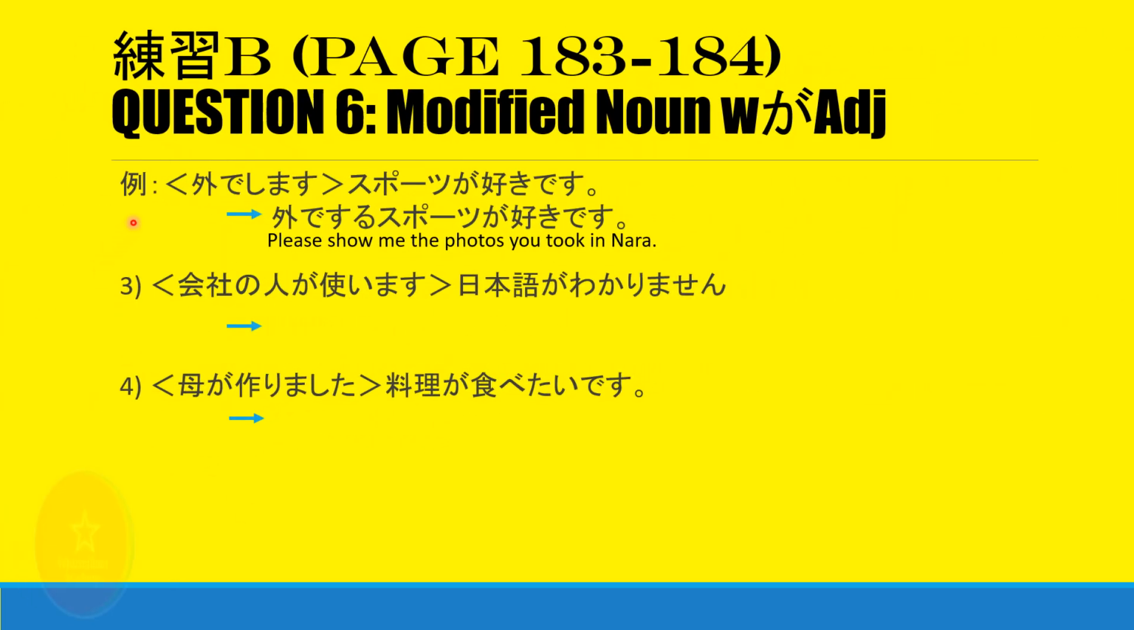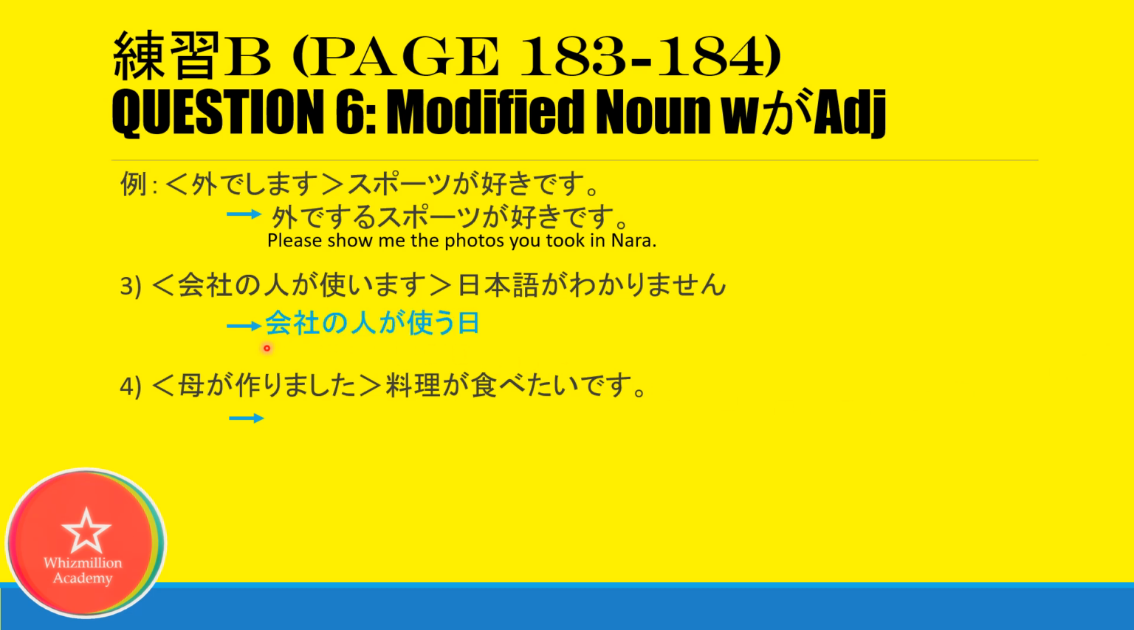Okay, for question number 3. 会社の人が使います。日本語がわかりません。Nihongo is the noun, and when we add it to ga and wakarimasen, we are already describing the Japanese language here. And then we add it with the first sentence, we are modifying the noun for the second time. So, 会社の人が使う日本語がわかりません。I don't understand the Japanese language that people at work use.